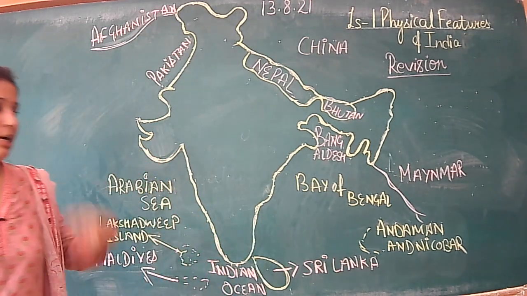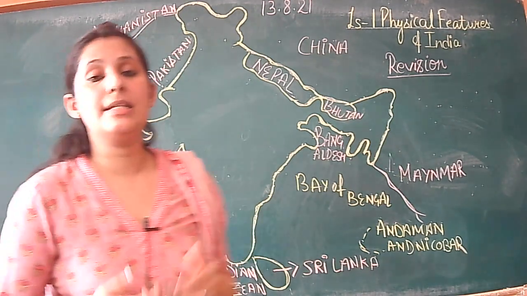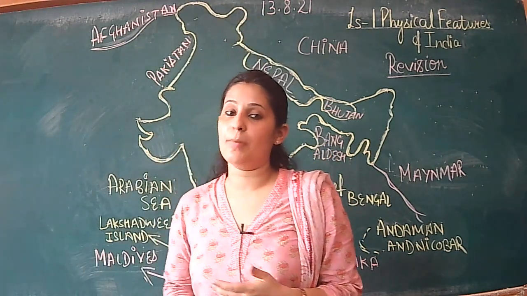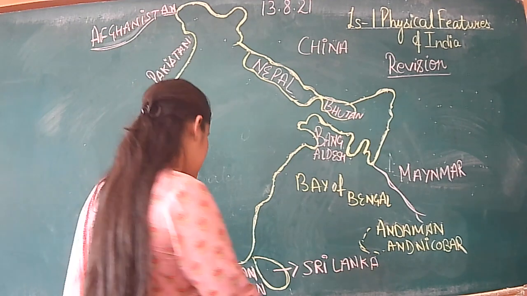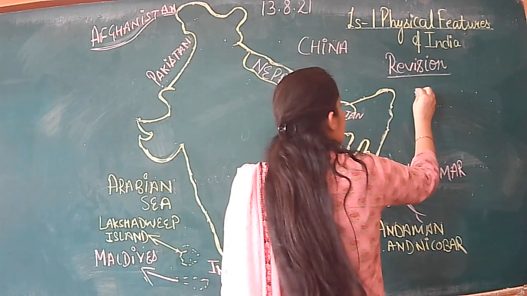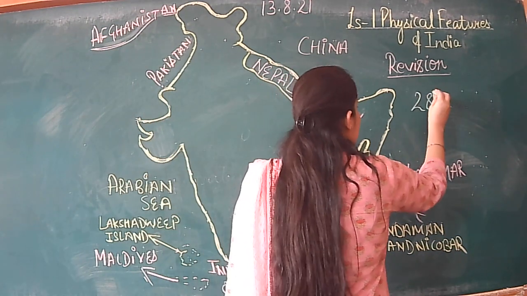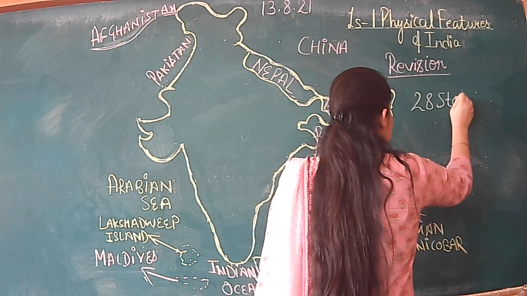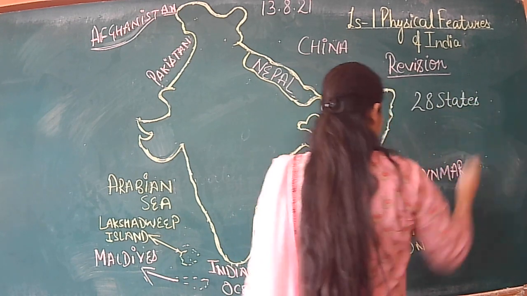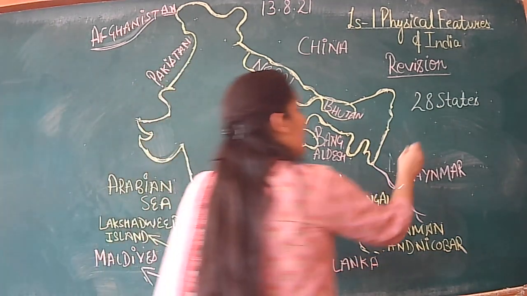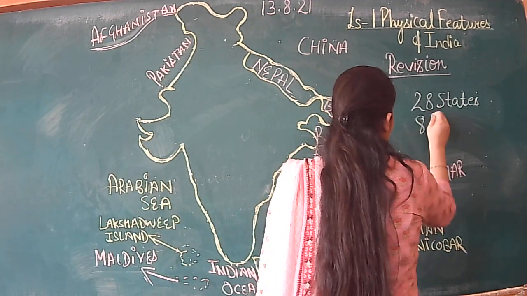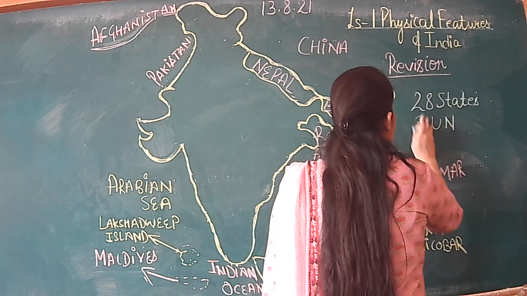Now, the next thing, we will talk about how many states India has and how many union territories. So, right now we have how many states? We have 28 states. How many states? 28 states. And we have 8 union territories.